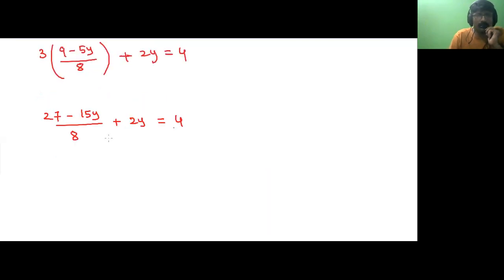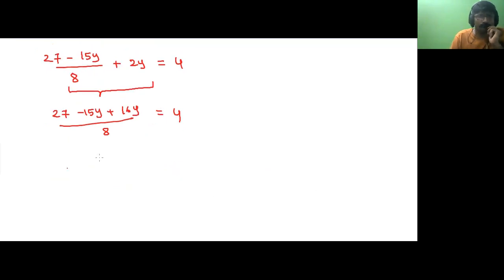Now we're going to take the LCM. What is the LCM over here? 27 minus 15y plus 8 2s are 16y, whole thing upon 8 is equal to 4. I hope you understood how I solved this, isn't it? This is called the LCM method. How to add the two fractions? I hope you understood this.